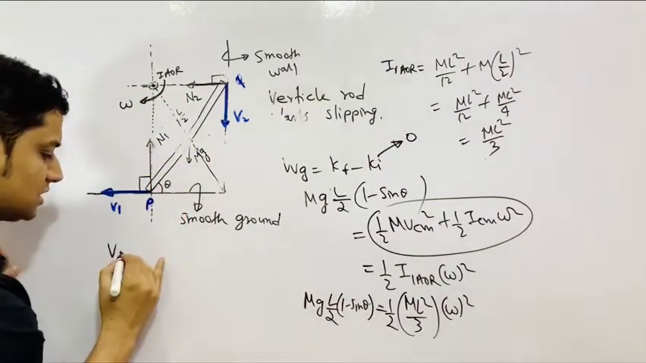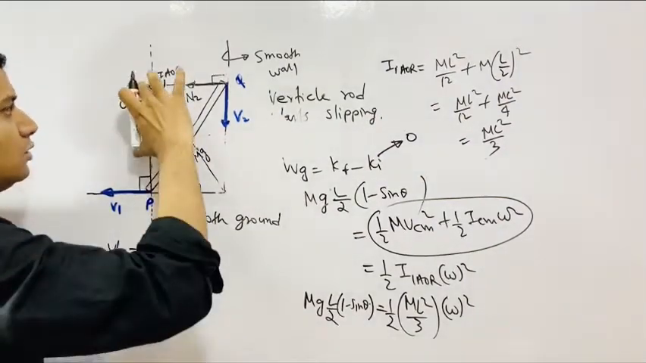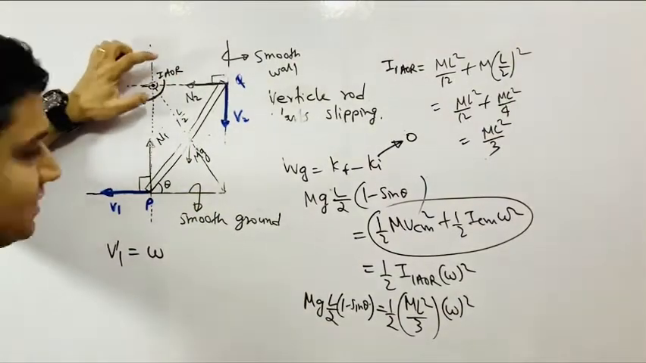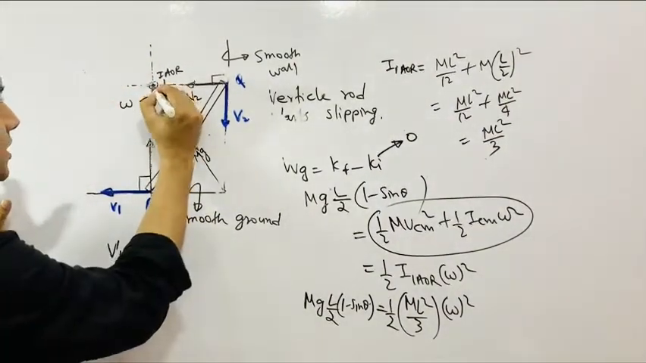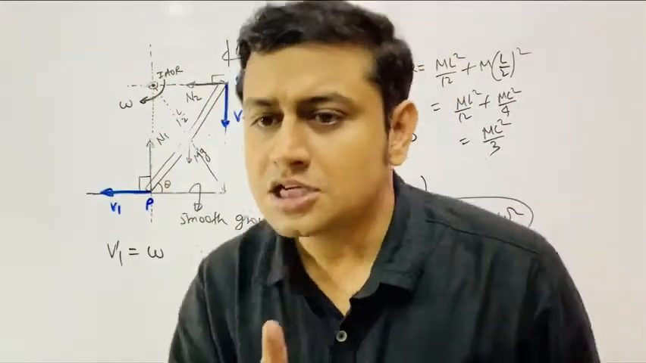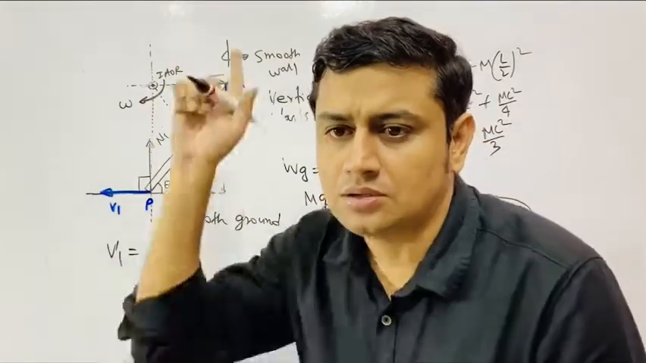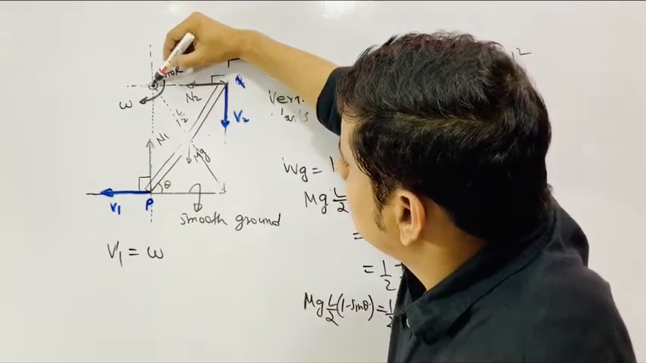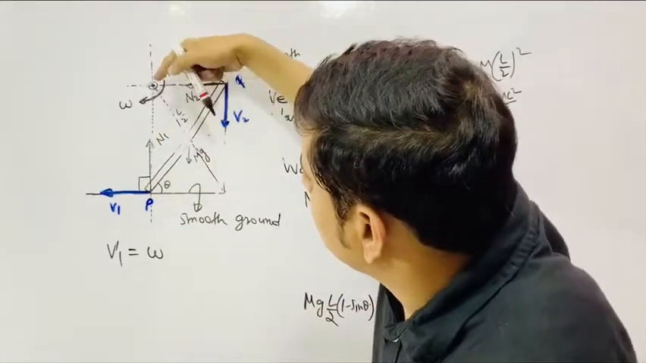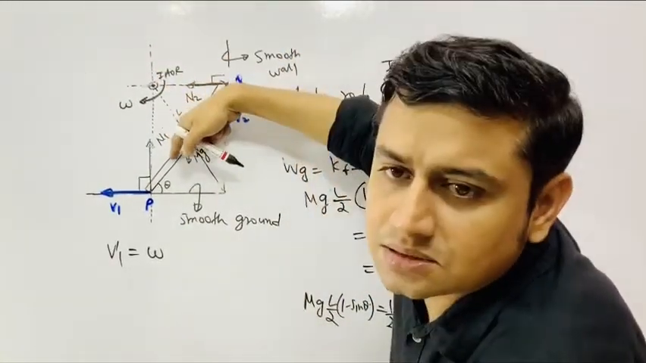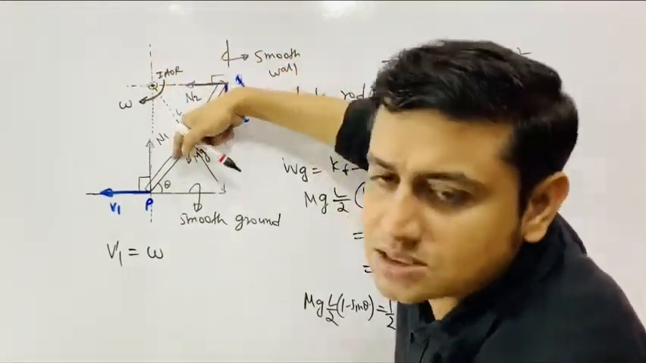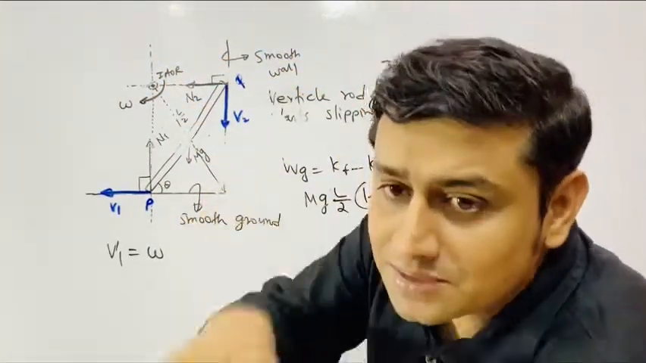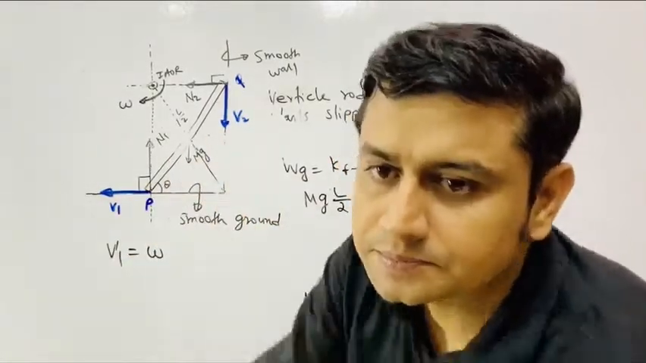What is the speed of this? V1 is what? Omega into this height. From this axis of rotation, what is the distance of this point? See, the speed or velocity of any point is equal to omega into distance from this axis in magnitude, and in terms of direction, it is perpendicular.